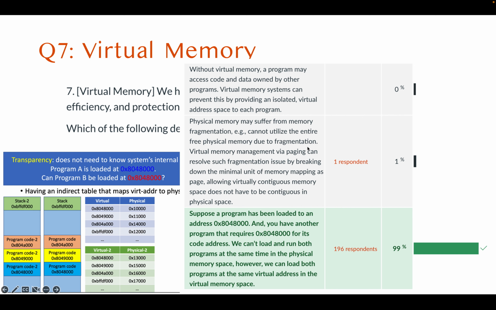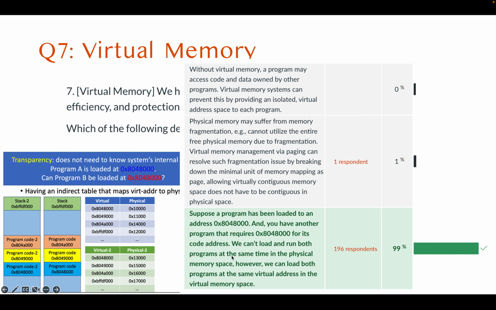What that means is that even if we have enough free space to accommodate one program, due to the fragmentation, we could not accommodate that program without migrating existing programs. So that's about the fragmentation efficiency kind of thing. So this is not related to the transparency. But the next one is the correct answer.